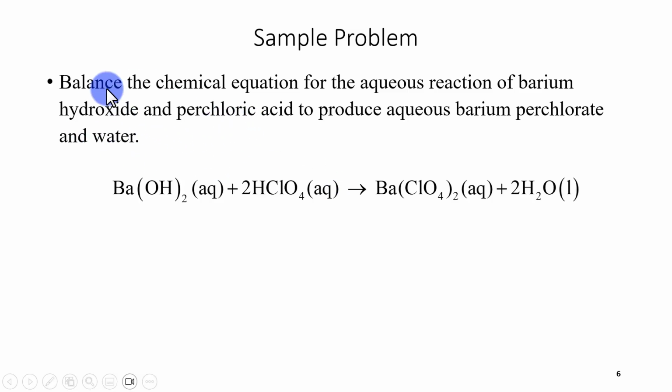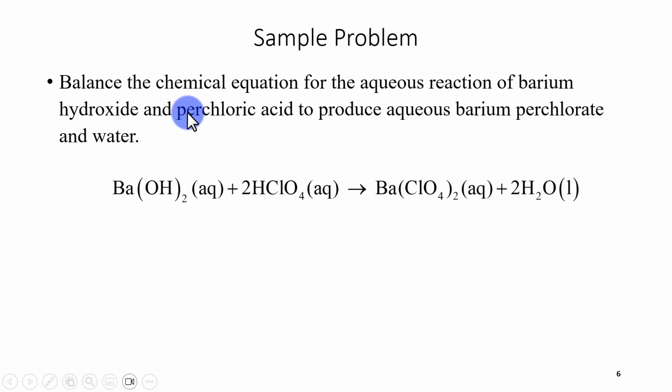Here is a sample problem. Balance the chemical equation for the aqueous reaction of barium hydroxide and perchloric acid to produce aqueous barium perchlorate and water. For this problem, I actually gave you the compounds, the formulas. For other problems, you would have to translate.